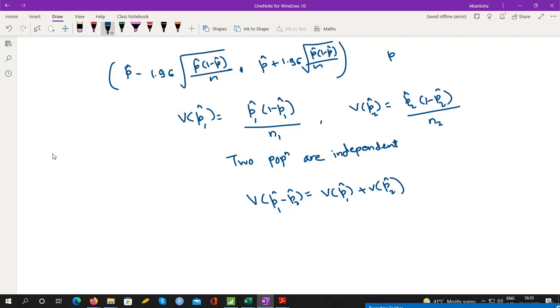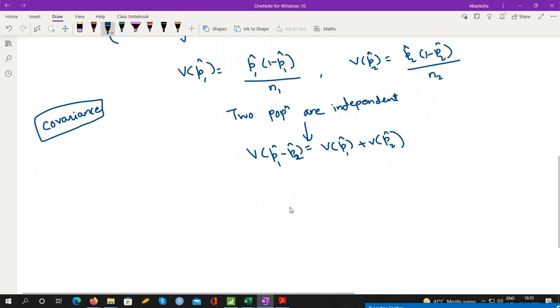Do you know what is covariance? Do you know this term? No, ma'am, we don't. Okay, fine. So we'll study this later. As of now, you should remember that the formula that we wrote here works only when populations are independent. If the populations are dependent, then things are not that simple. We need some adjustment. We will see it later when we study regression.